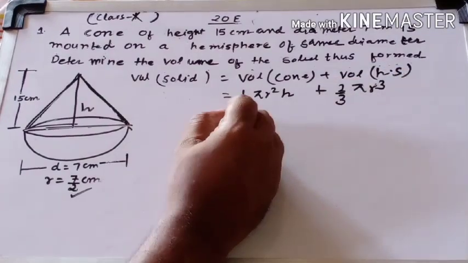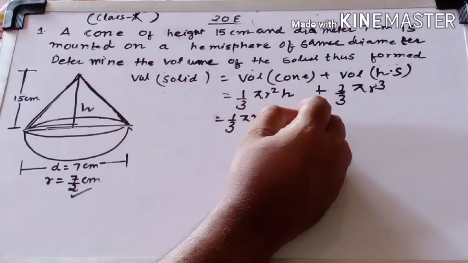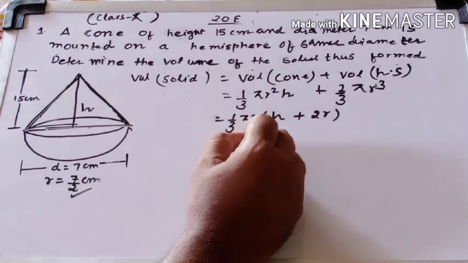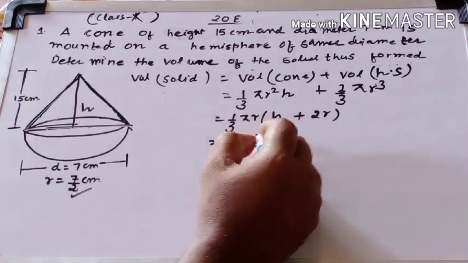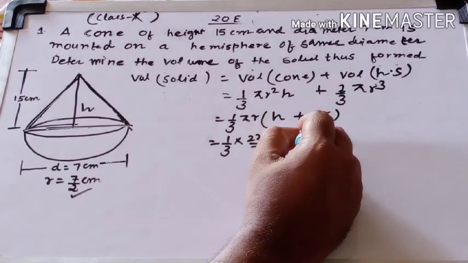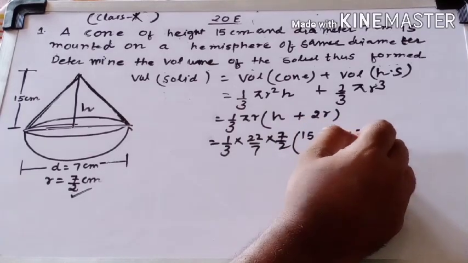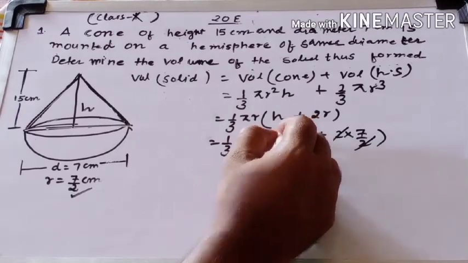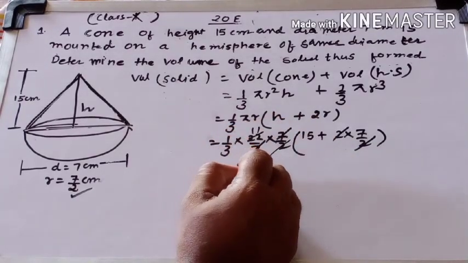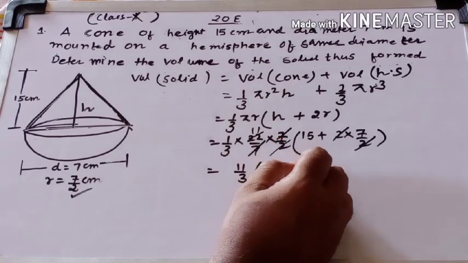What we'll do? We'll take 1 by 3 pi and r square as common. So what is left here? h, and here left is 2r. We'll put the value 1 by 3 into 22 by 7. r is given 7 by 2. Height is given 15 centimeter. 2 into radius is 7 by 2. This 2 and 2 are cancelled. This 7 will cancel this 7. This 2 will cancel 22, 11. So it will come as 11 by 3 into 15 plus 7.